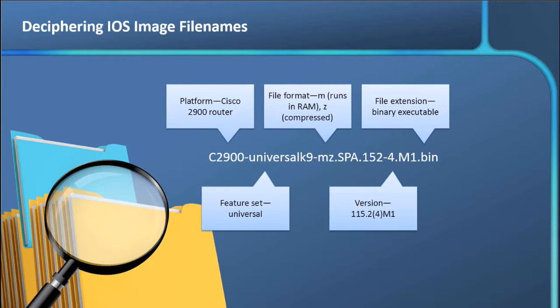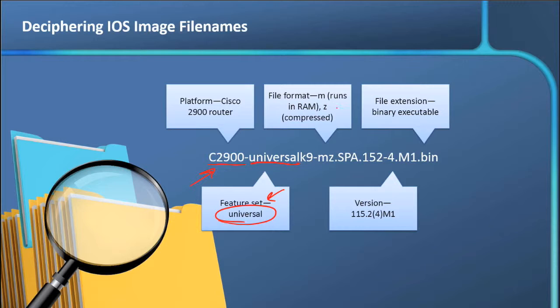As far as looking at these image file names, the first C2900 refers to the platform. This is a Cisco 2900 router. Universal means universal feature set. Whatever you want to do, whether it's MPLS or BGP or zone-based firewalls or Call Manager Express, all of those things are included. They just need to be turned on with a license.